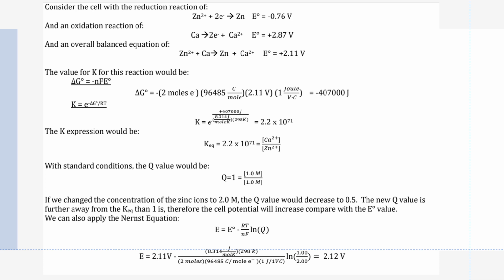Let's look at this cell. It has the reduction reaction of Zn2+ plus 2 electrons produces Zn, with an E0 of negative 0.76 volts, and the oxidation reaction of Ca producing Ca2+ plus 2 electrons, E0 of positive 2.87 volts. You get the overall reaction of Zn2+ plus Ca produces Zn plus Ca2+, E0 equals positive 2.11 volts.